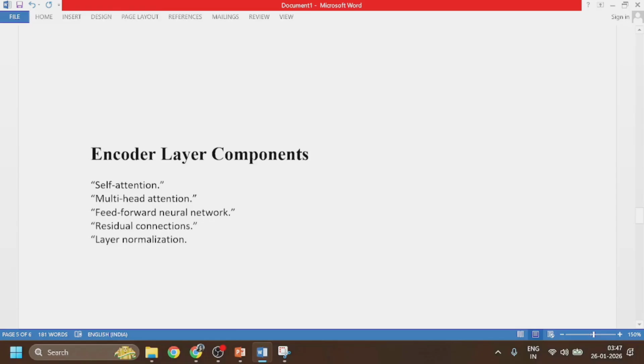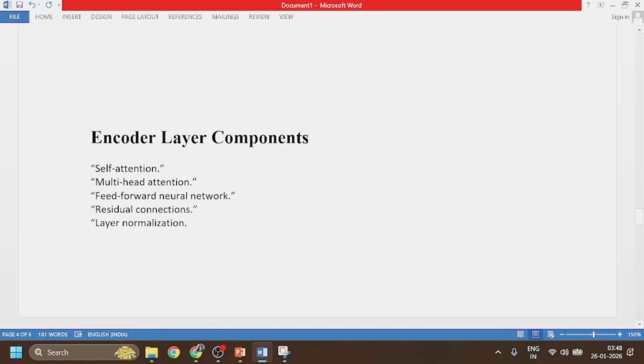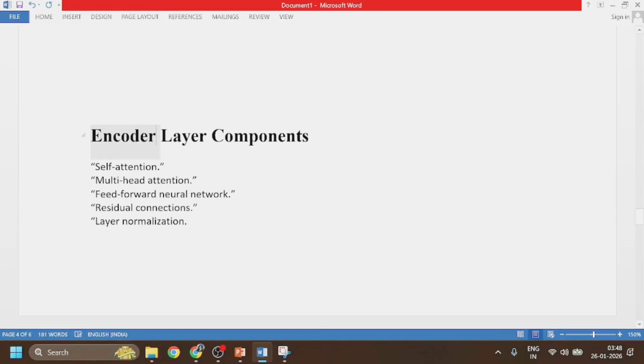You can see here each encoder layer consists of five main components. First one is self attention, second is multi-head attention, third is feed forward neural network, fourth is residual connection, and fifth is layer normalization. These are the encoder layer components.